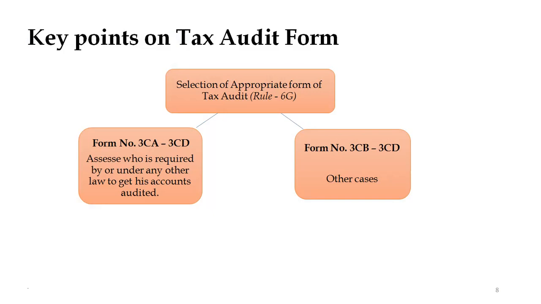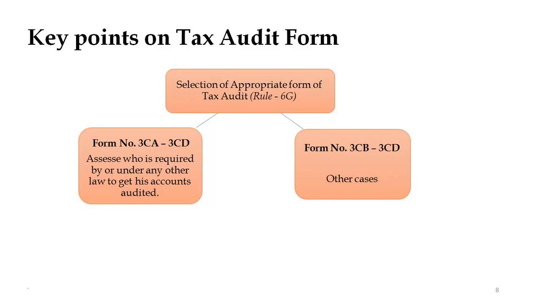So in that case, if the assessee has got the audit done under some other Act, the auditor has to use Form 3CA, and in the other cases Form 3CB. Let's take an example. Companies have to get the audit done under the Companies Act under Section 143. So for the companies we use Form 3CA. Let's suppose there is a partnership firm which is not required to get its accounts audited under any Act. In that case the auditor will choose Form 3CB.